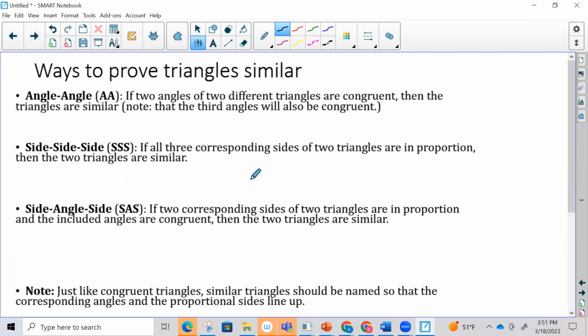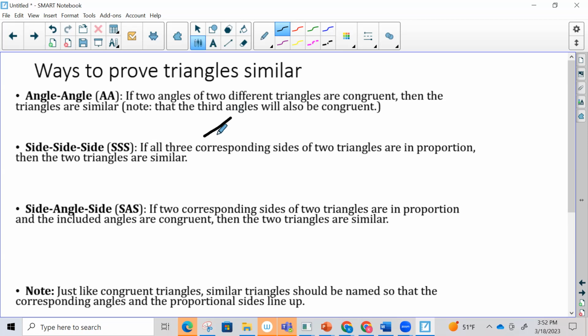Just like when we had triangles, there were ways to prove them congruent, there are ways to prove triangles similar. There's 3. There's not 5, there's 3. So angle: if two angles of two different triangles are congruent, then the triangles are similar. And note that if 2 of the angles are congruent in a triangle, then the third one also has to be congruent since they're going to add up to 180.